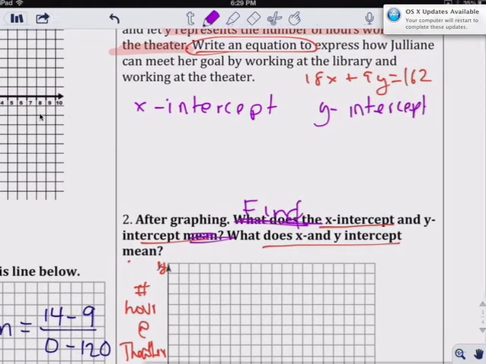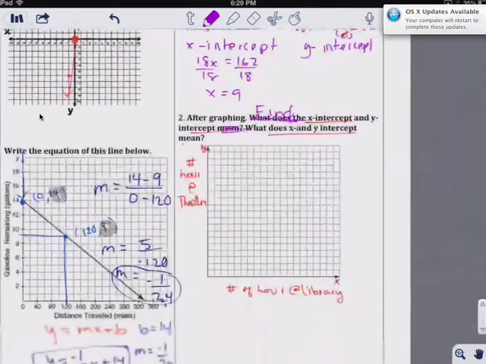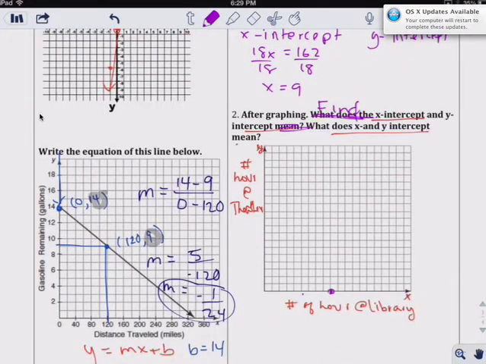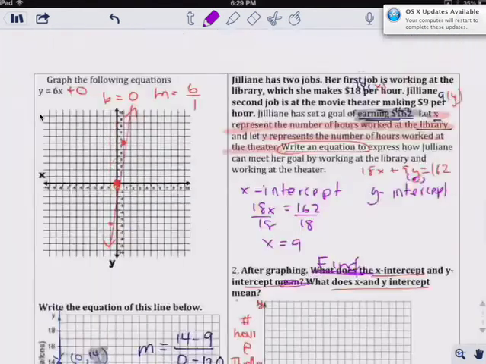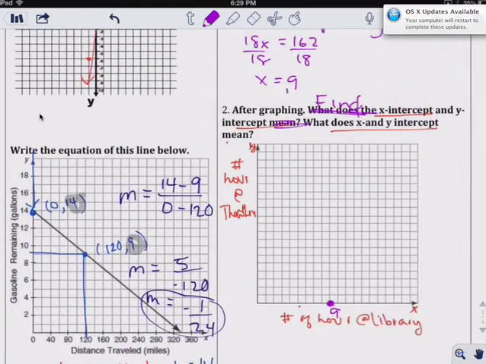Okay, x-intercept, that means when y is 0. So we only get 18x equal to 162. Divide by 18, divide by 18. We get 9, right? Yeah, x equals 9. That's 5, 6, 7, 8, 9 right here. x represents the library. 9 hours at the library.